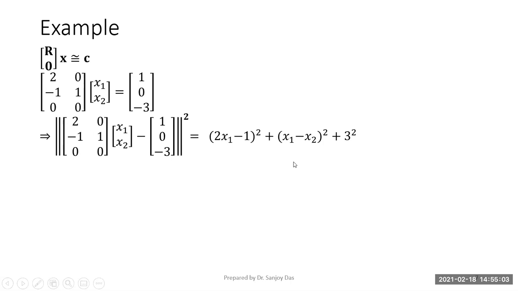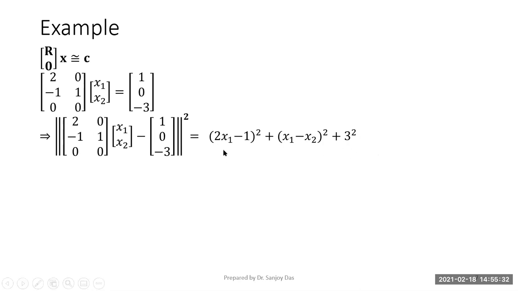How do I minimize this with respect to x1 and x2? I want to minimize this quadratic with respect to x1 and x2. I can make this equal to 0 and this equal to 0, correct? These two terms I can make equal to 0. These are squares, so what's on the right hand side can never be less than 3 squared, correct?